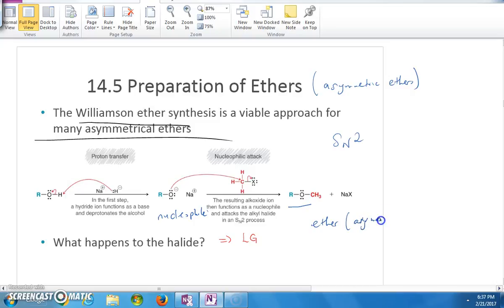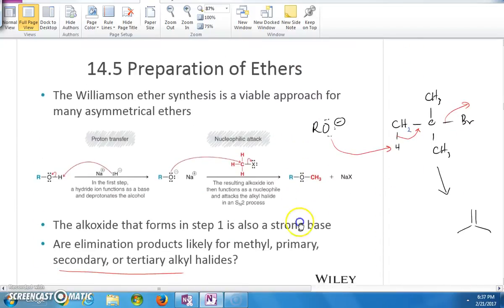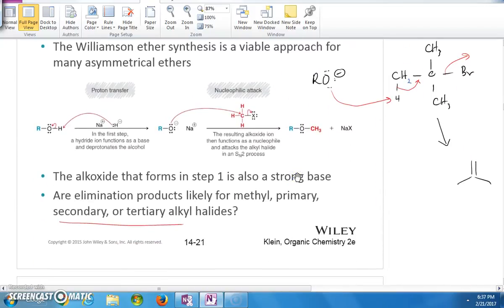Okay, that's the formation of your asymmetric ether, and of course the halide that's left as a leaving group. The Williamson ether synthesis is a very viable approach for making asymmetric ethers, as we saw.